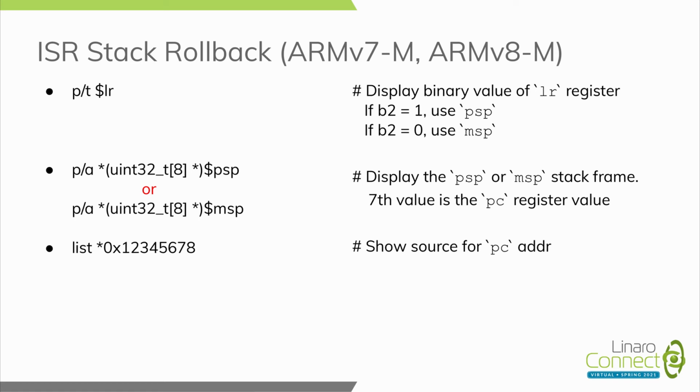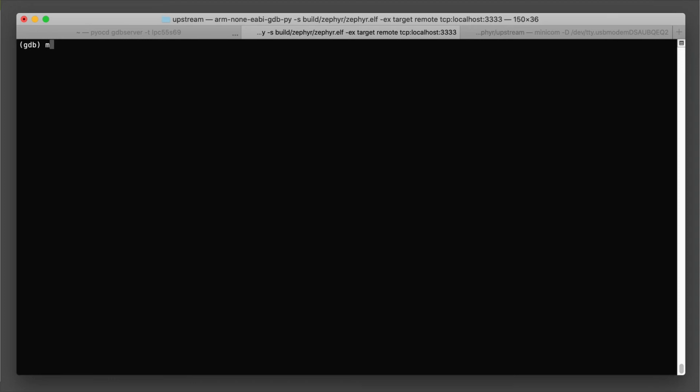So that's where ISR stack rollback comes into play, and it's a very common operation that you're going to need to do, and it requires a bit of manual calculation generally. And we'll show you a way at the end of this talk how we can speed that process up. But first, let's explain how with GDB we would perform an ISR stack rollback manually. So let's see how this works in practice.